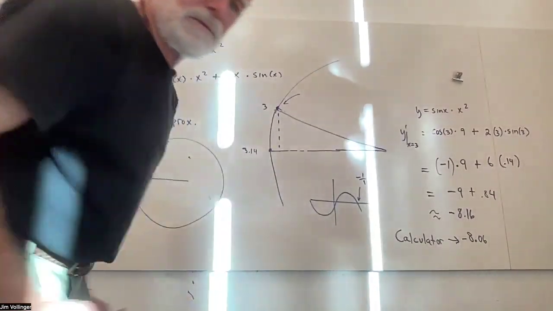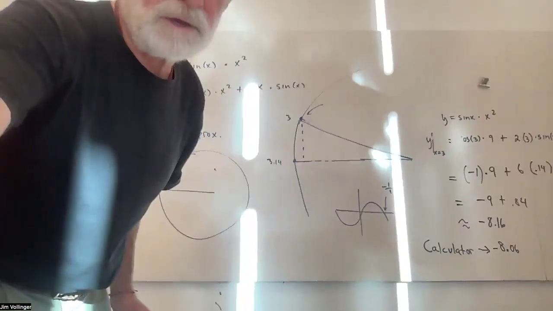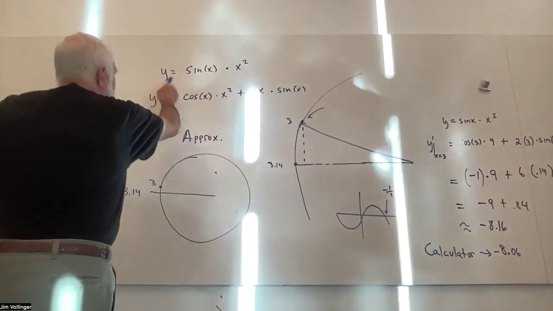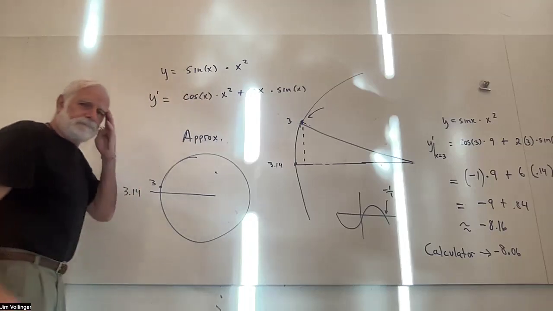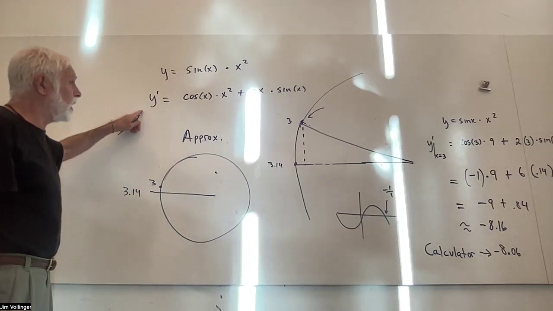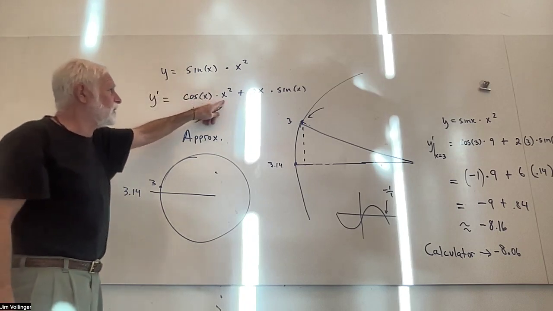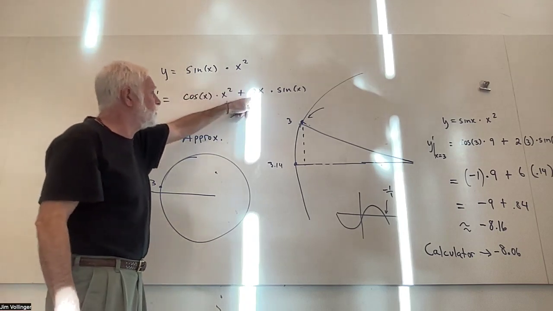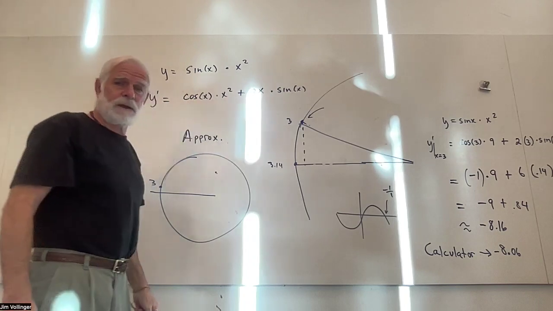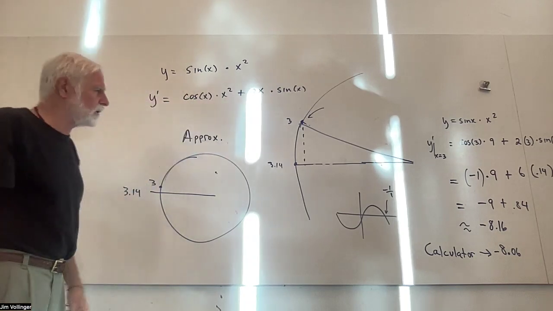All right, so I decided to look at the product y equals sine x times x squared. And the product rule says that y prime is cosine x. Take the derivative of the first function, multiply it times the second, plus the derivative of the second times the first. And I thought, wouldn't it be fun to just do a little approximation?